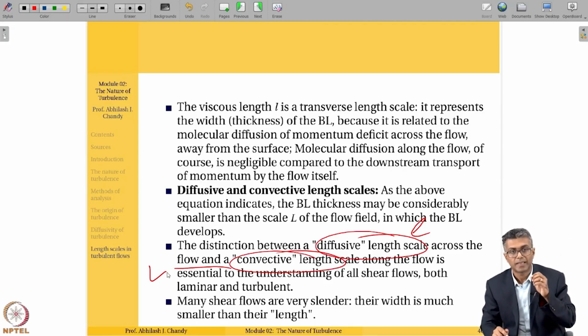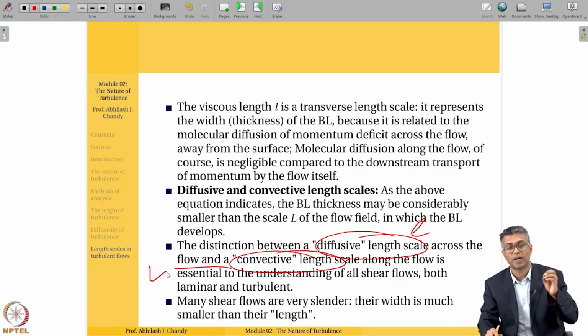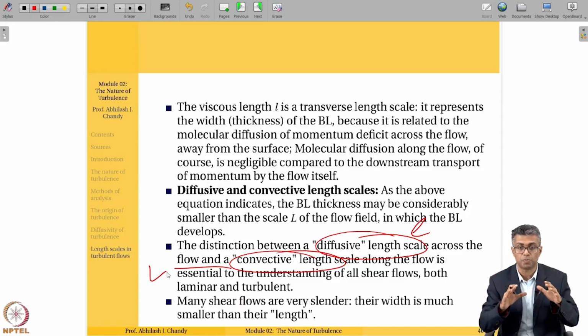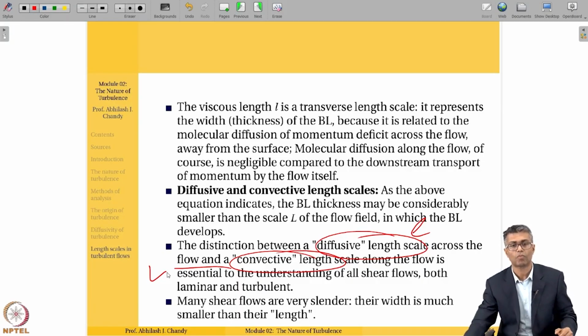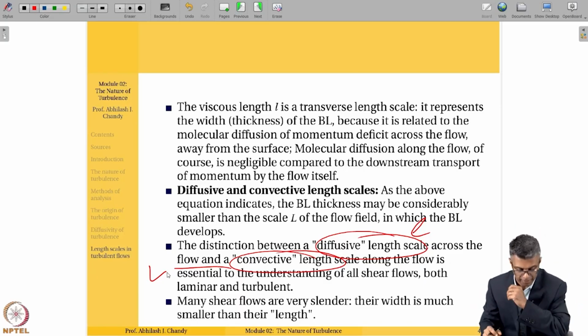Here, it is important to understand these two length scales and where viscous effects play an important role. So this is beautifully presented in the book of Tennekes and Lumley, where they talk about the different length scales in detail. A lot of these kinds of flows are very slender. What do I mean by that? Their width is much smaller than their length. The boundary layer is an example of that.